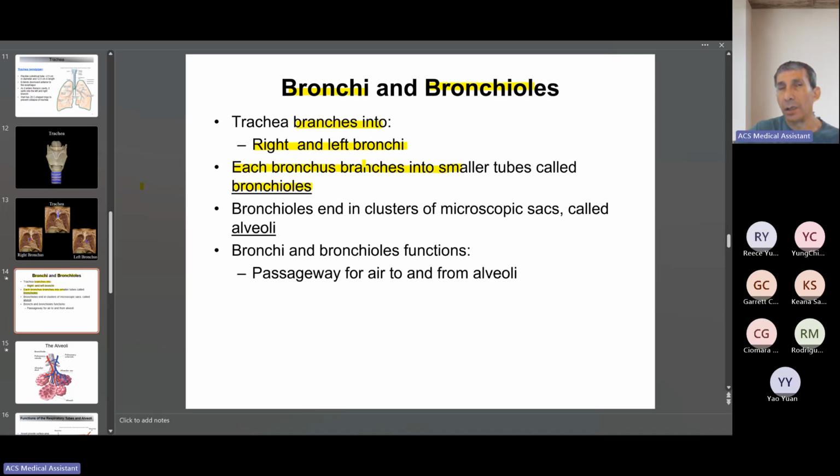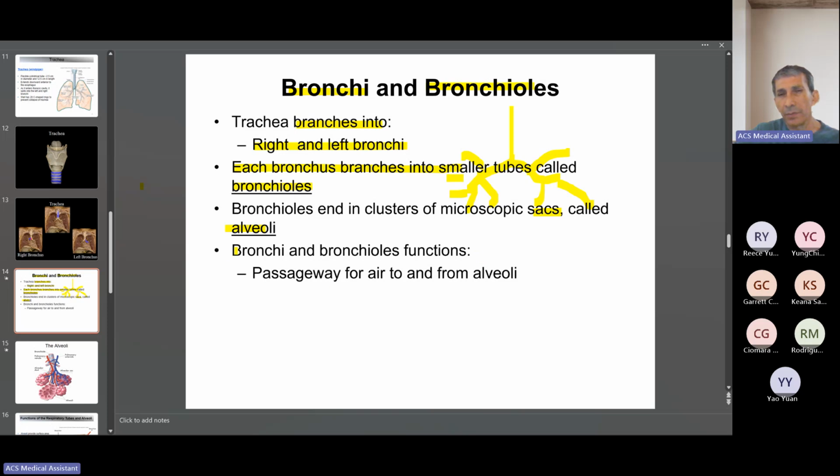So that's what is called the respiratory tree, because it looks like a trunk and then branches and more branches and more branches. And then at the end of these branches, we're going to have the alveoli or air sacs. They are microscopic.